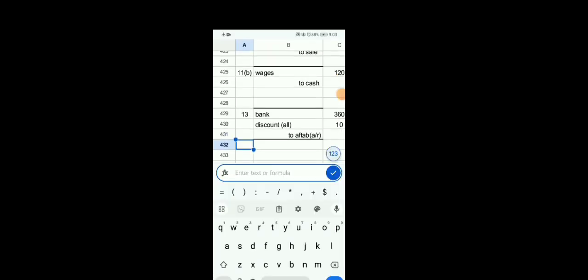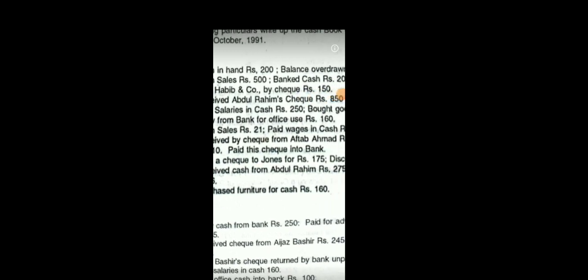Let's see what is next for us, and that is entry number 16. So you will go and mention the date 16 over here. Now what does 16 say? Sent a check to Jones for rupees 175 and discount.